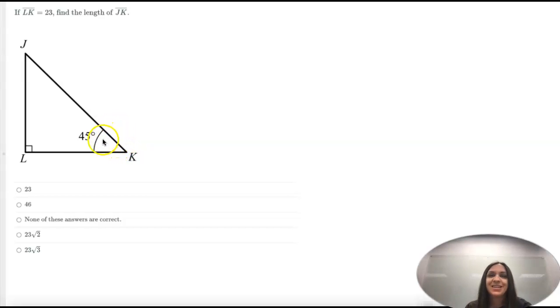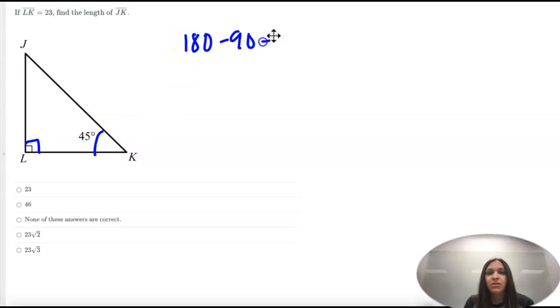So this last section is on special triangles. There's two types of special triangles. One is a 45, 45, 90, and that means the angles. So if we have a 90-degree angle here and a 45-degree angle here, if we subtract all those from 180, this other angle is 45 degrees as well.